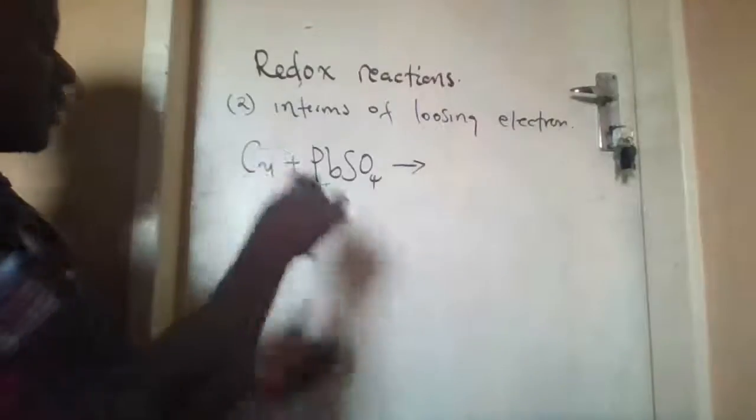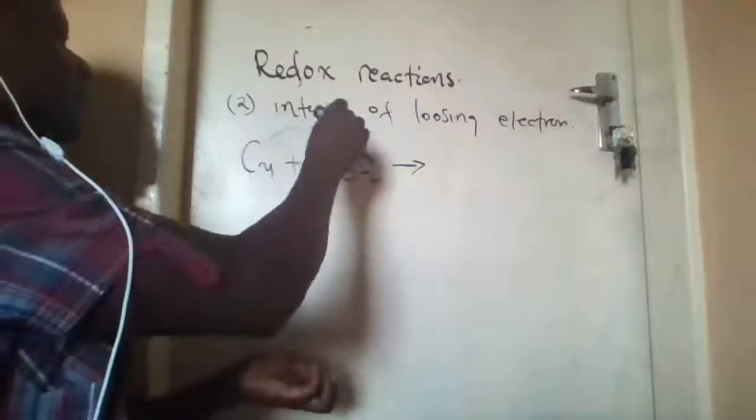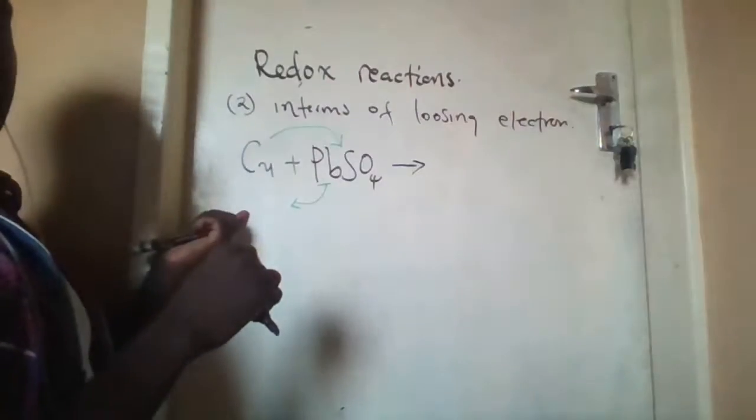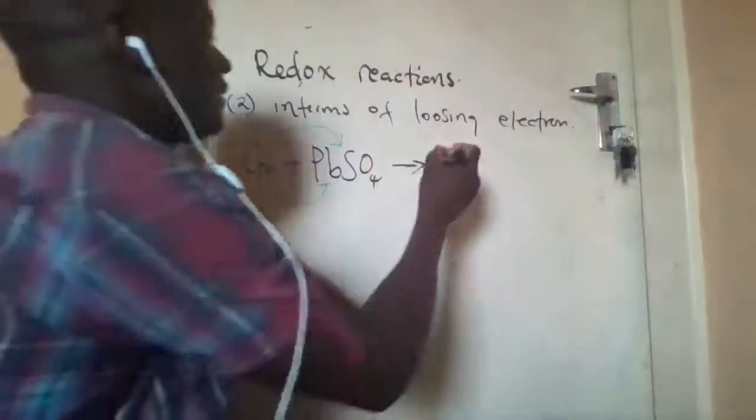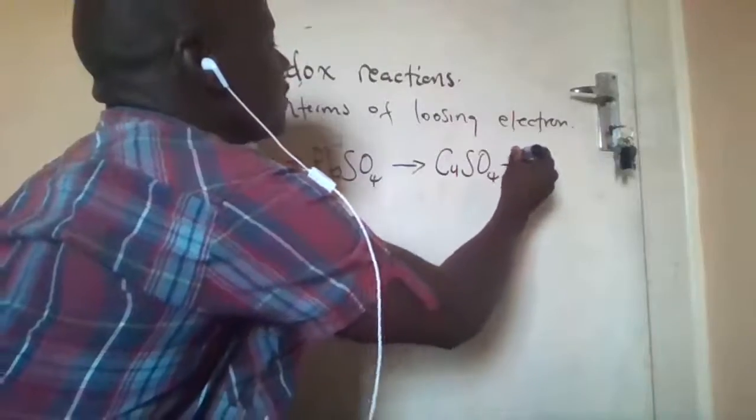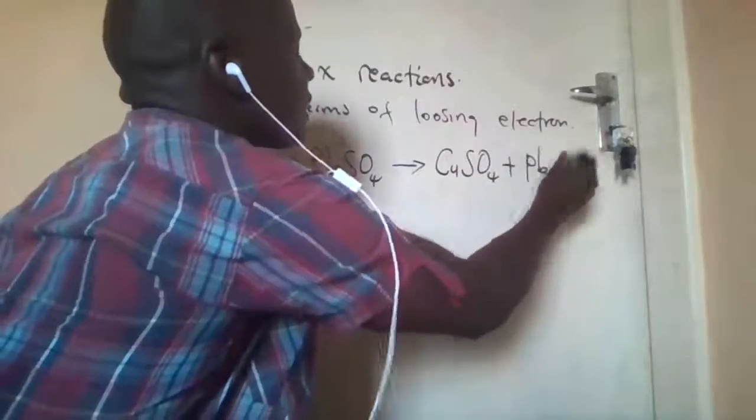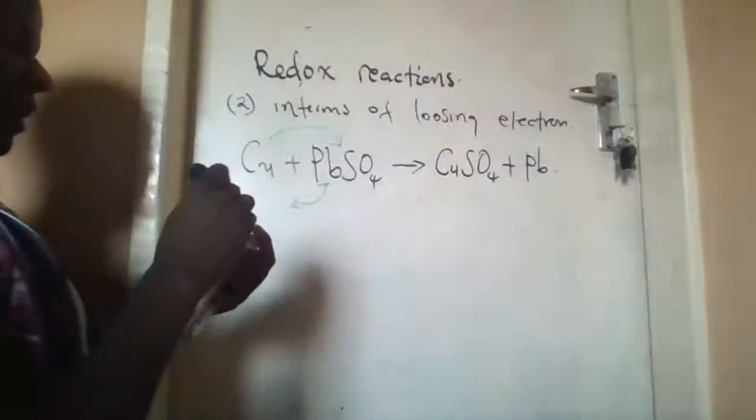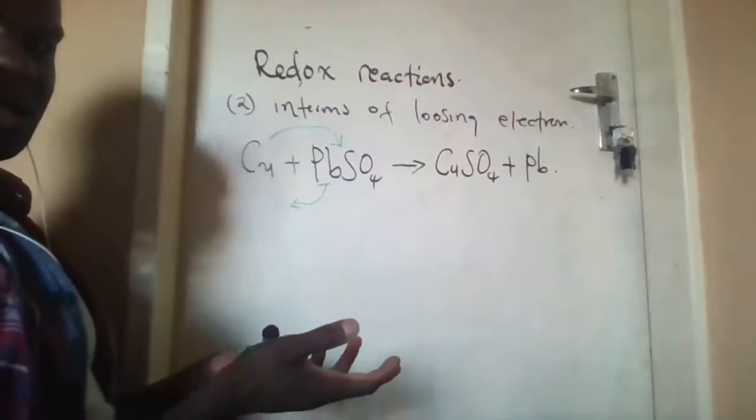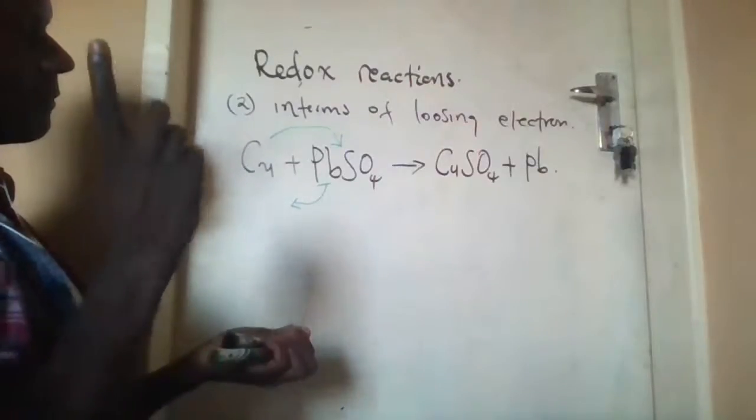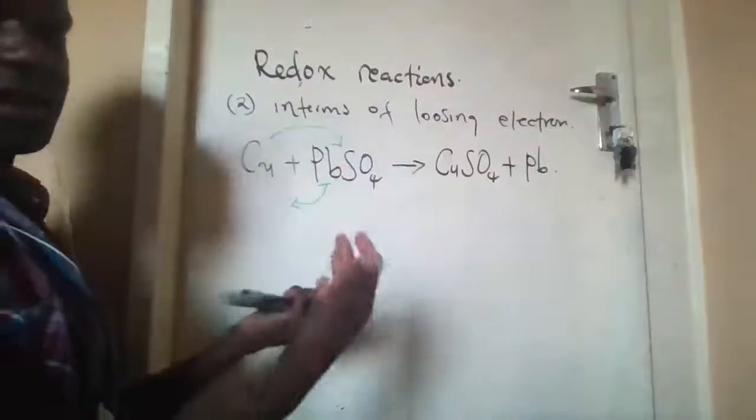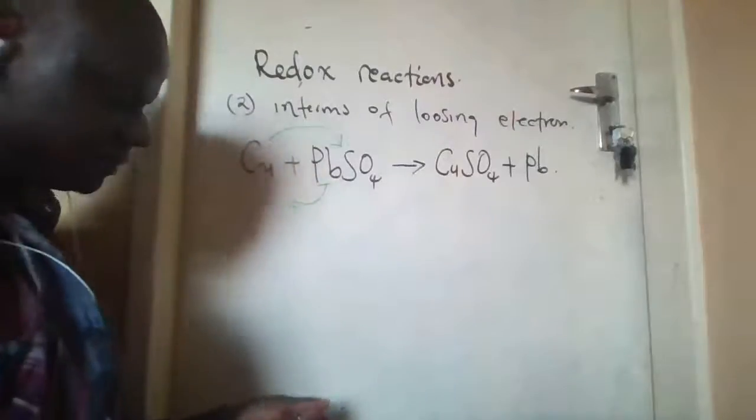Once this happens, the copper is going to take the place of lead attached to sulfate, forcing the lead out of the compound. So we're going to have copper sulfate plus plumbium, lead. But now, if you allow me to combine the two, the increase in the oxidation state as well as the losing of electrons, I think that will help us understand this better.